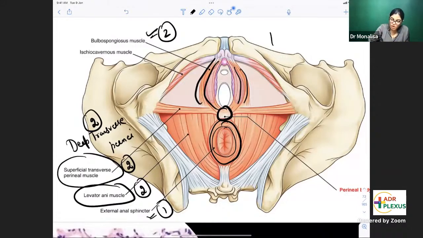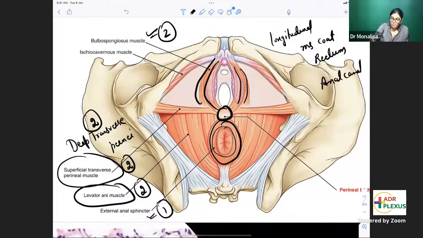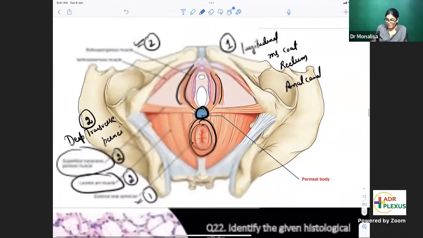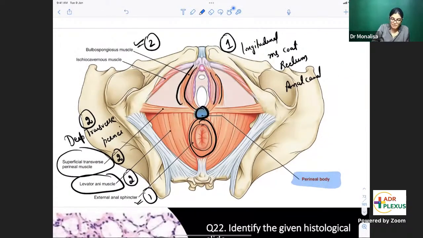Along with it also longitudinal muscle coat of rectum and anal canal. So this is another one muscle. So together, at this level we have got perineal body, and at the level of perineal body we have got interlacing of together 10 muscles. Yes, 10 muscles interlacing. Okay, definitely. Yes, definitely that is correct. So let's move on to the next.